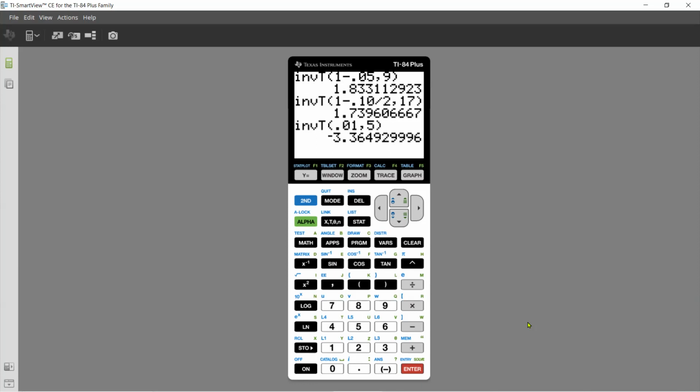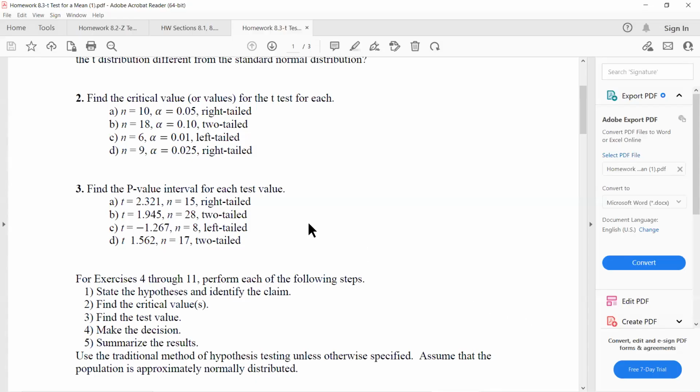Ready for the last one? Yes. Okay. Let's share the last one. All right. So D says N is equal to 9 and alpha is 0.025, but it's a right tail. N is 9, alpha is 0.025, right tail. Let's go to the instructions here.